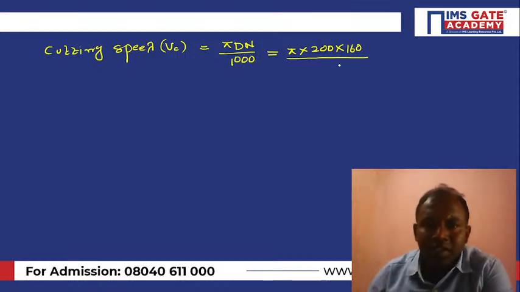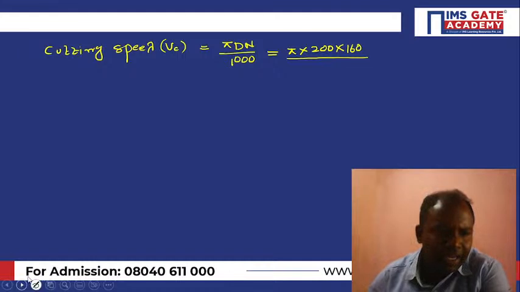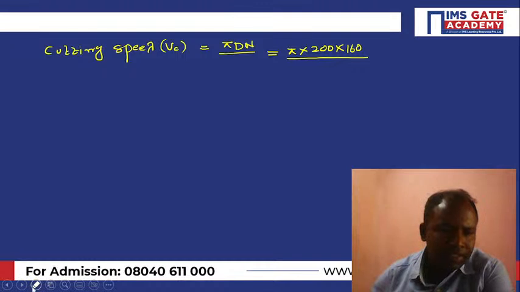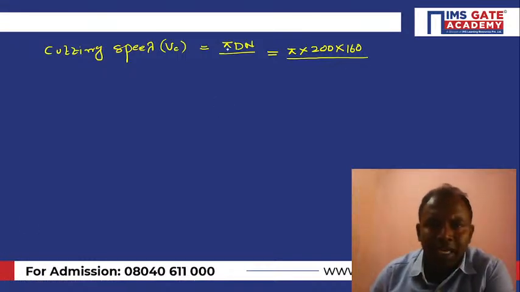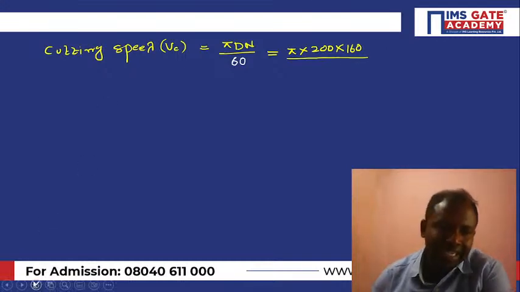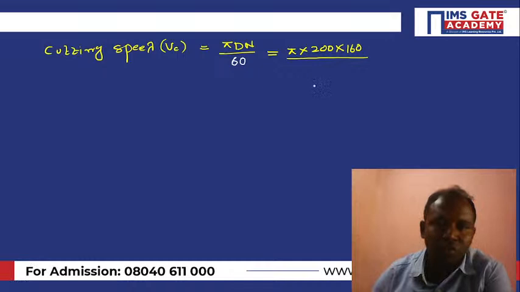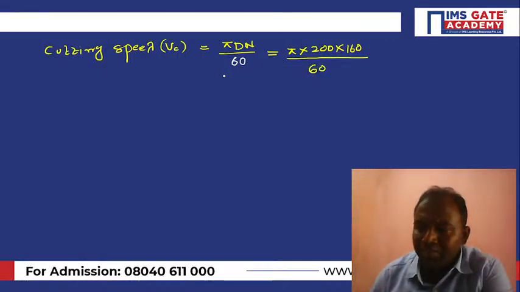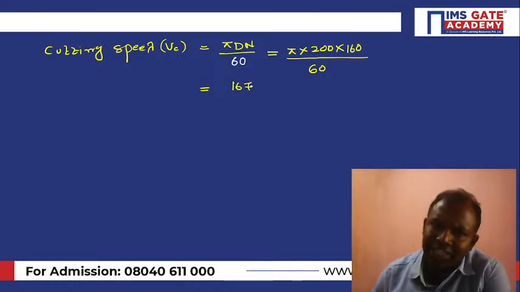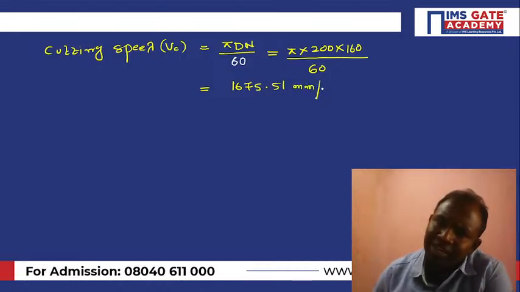So pi d n will give you mm per minute. If I divide it by 60, I'll get it per second, isn't it? That is why I divide this per second, such that my cutting speed is 1675.51 mm per second.